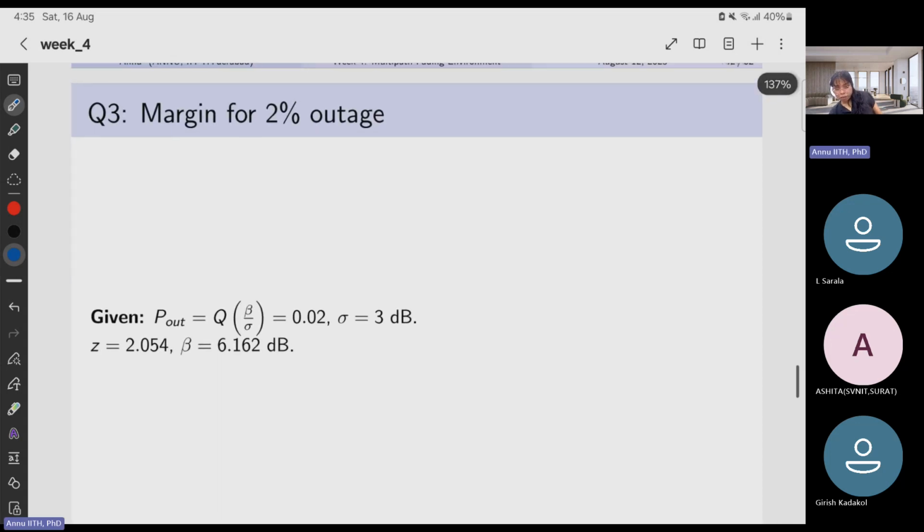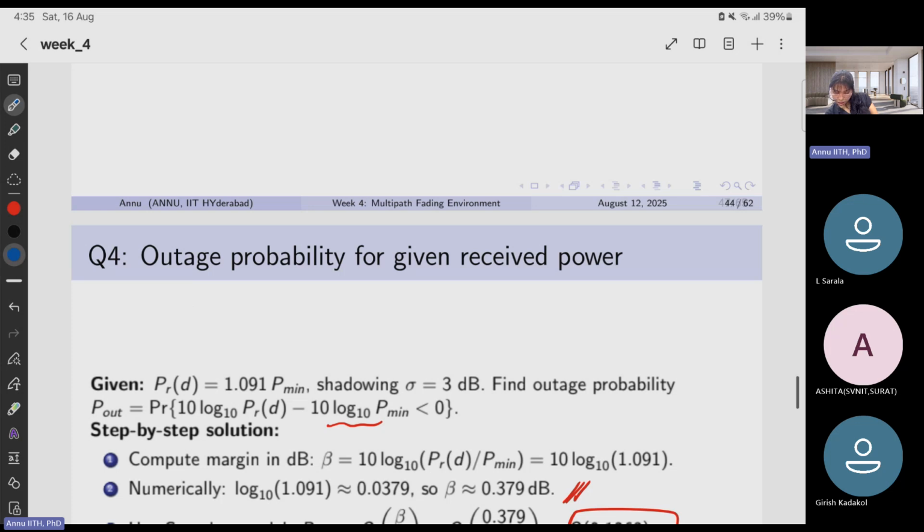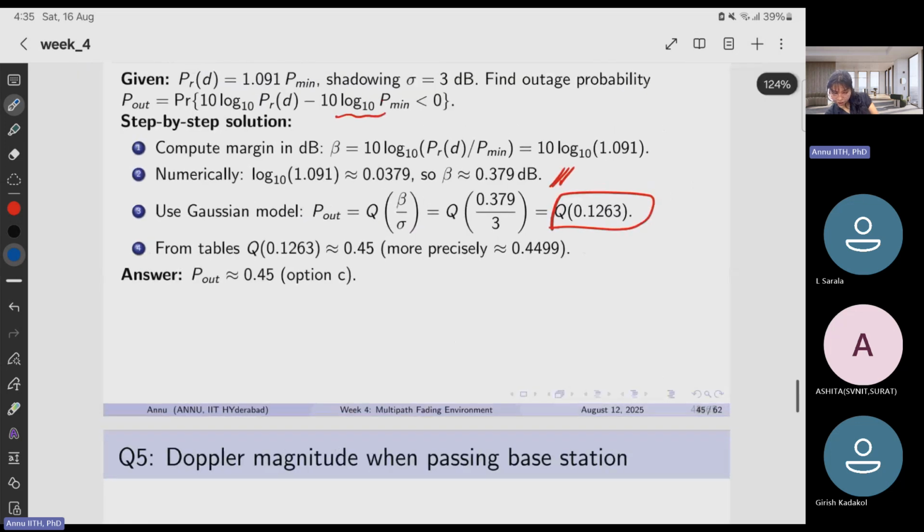Margin for 2% outage, how will you calculate? So P out is equal to Q of beta by sigma, equal to 0.02. Sigma is equal to 3 dB. Z is equal to this one. Beta is equal to this. Questions for today? I think that's enough for this class.